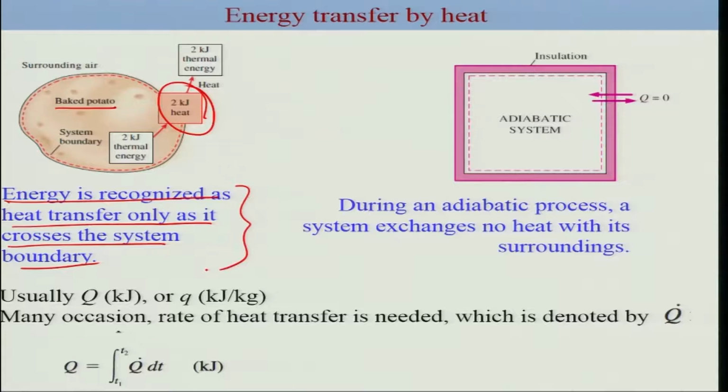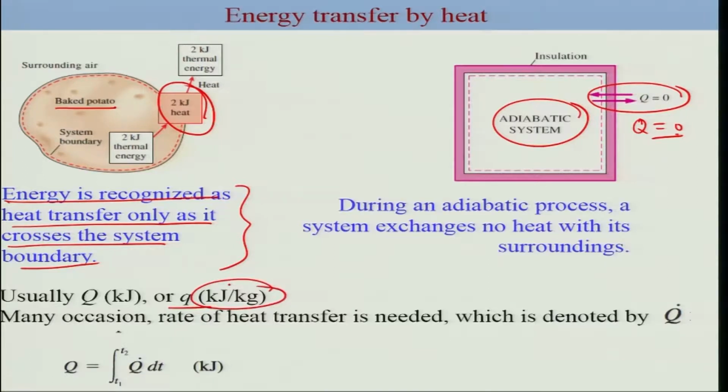I've said this many times, just to emphasize: if you put an insulation around a system, you will make the system adiabatic, which essentially means there is no transfer of heat. We're going to use Q as a representation of heat, so Q is going to be 0 here. It is also used as small q, but that is only on the basis of unit mass, so the unit is going to be kilojoules per kg. And if it is a rate of heat transfer, then we are going to use Q dot, and in such a case you can integrate to get the amount of heat. So if you want to find the total heat transfer between T1 and T2, you just have to integrate Q dot over time.